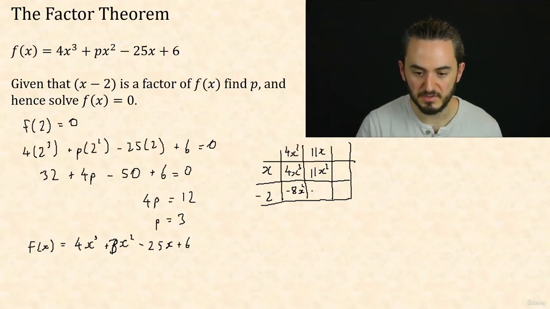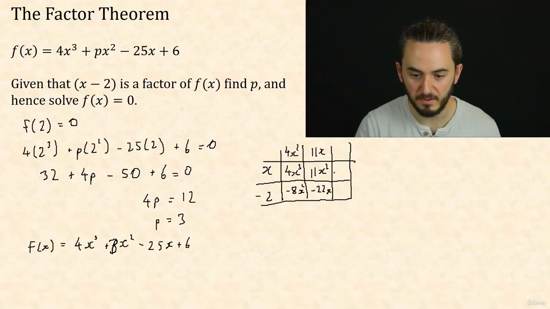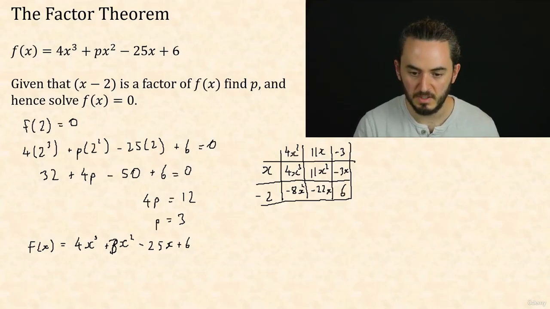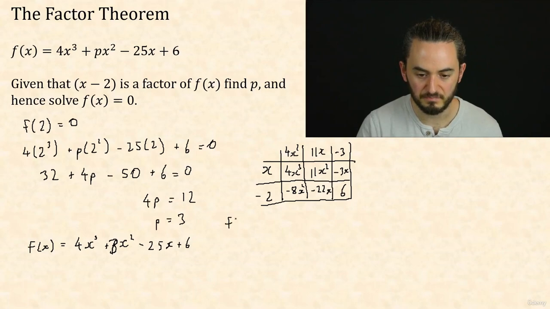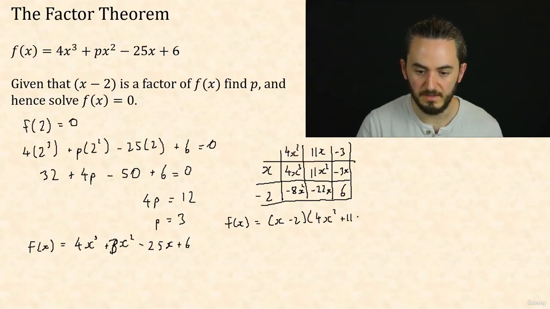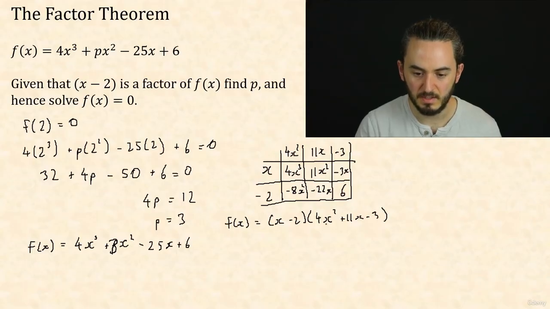Now, 11x times minus 2 is minus 22x, but I needed a minus 25x, so I need another minus 3x here. So that's going to be a minus 3, because minus 3 times x is minus 3x. Minus 2 times minus 3 is 6, so that matches up, and that's all good. Okay, so now I know that f of x equals x minus 2 multiplied by 4x squared plus 11x minus 3.